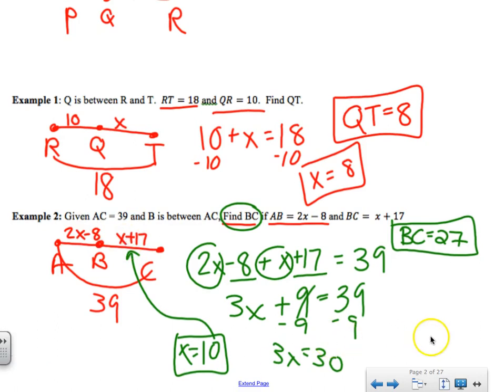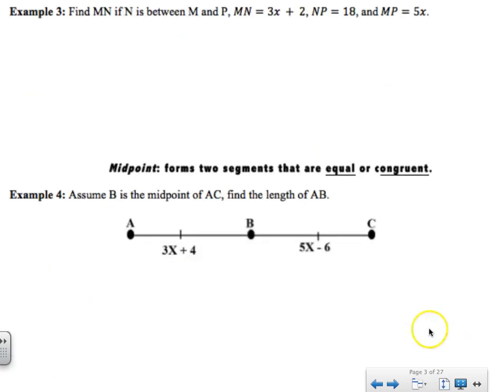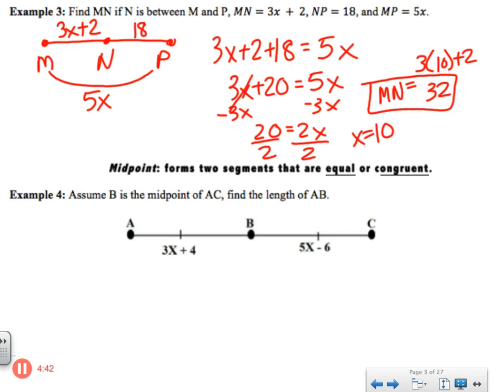So that's the segment addition postulate. I want you guys to try number 3 on your own. So press pause and go ahead and try that on your own. Number 3, I got x equals 10, and you do have to plug it back in because we're not done, to find MN to get 32.